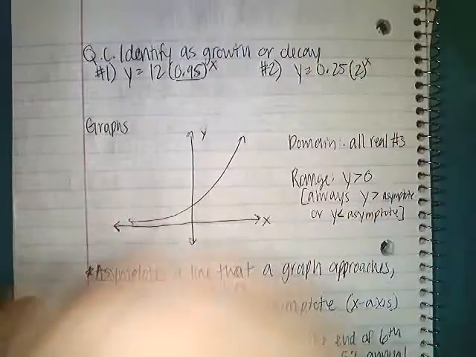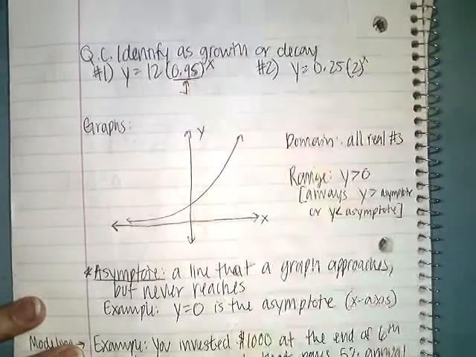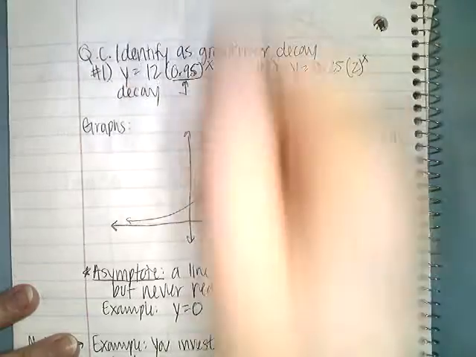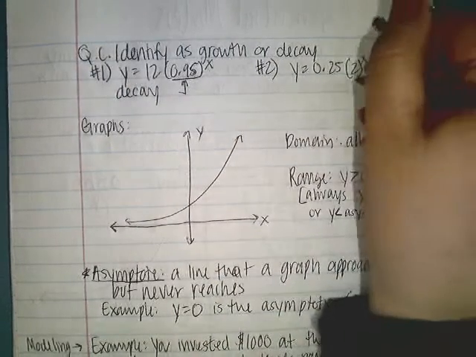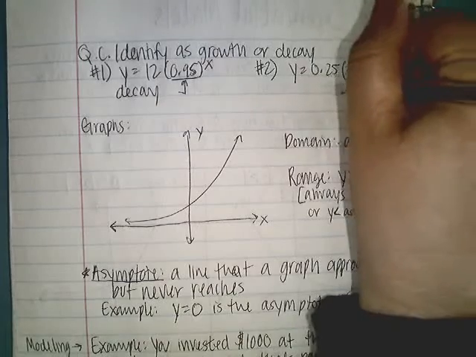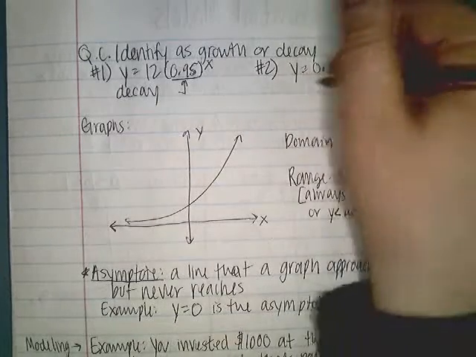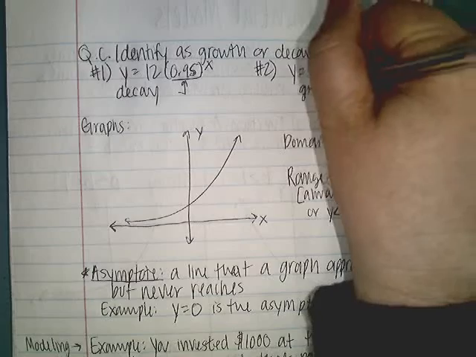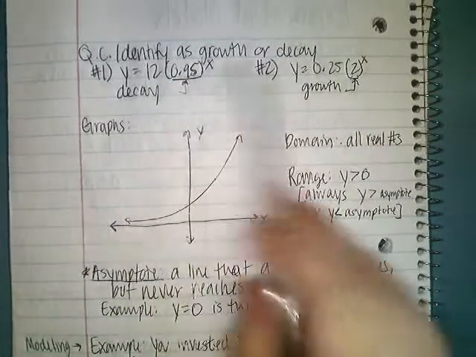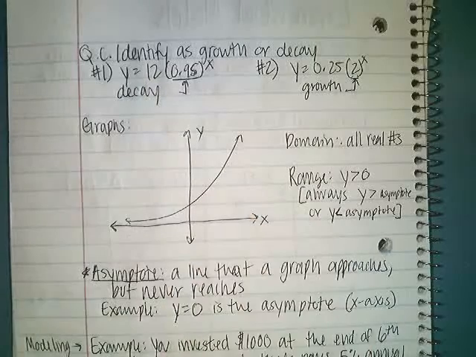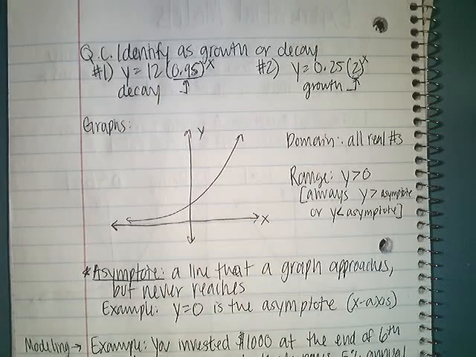All right, so I'm going to go over it now. Again, you're looking at only the base value here. Since that value is between 0 and 1, it will be decay. Again, because your base is between 0 and 1, it's decay. Here, again, we're just looking at the base. This base value is more than 1. This would be growth. So for decay and growth, just look at the base value. The a value does not matter. It is just the base.